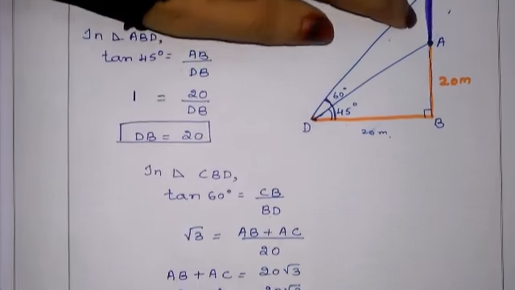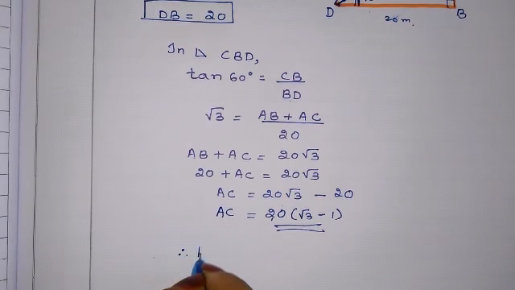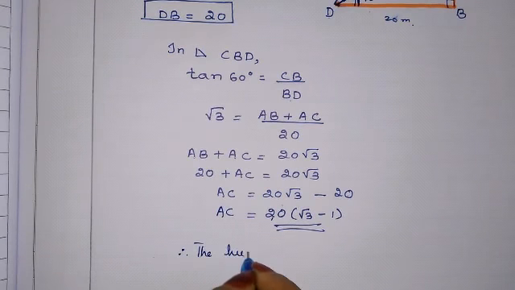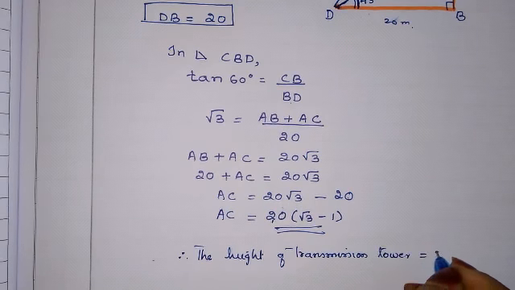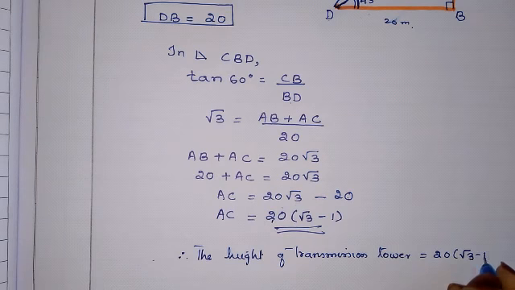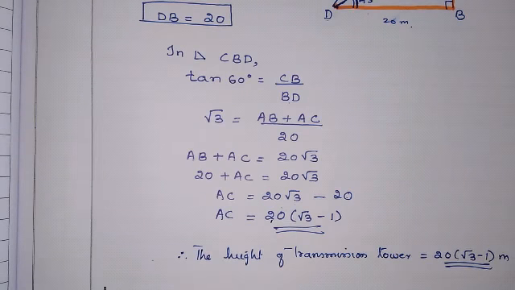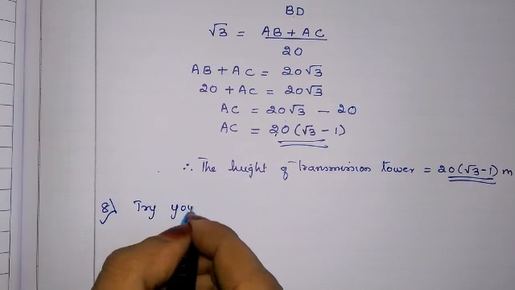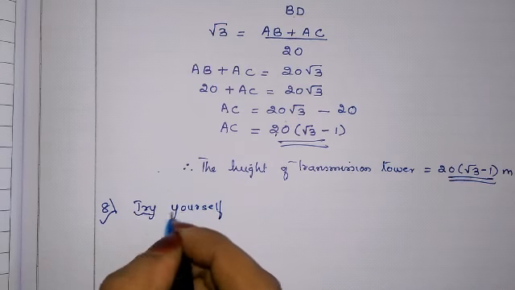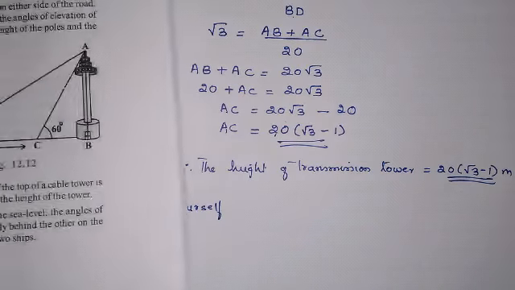This is the answer. They have told us to find AC, and we got the AC value. So the height of the transmission tower is 20 root 3 minus 1 meter. This is the answer. Now the 8th one is exactly the same, so you have to try the 8th one yourself. But still I will give you some hints to try yourself, so that you feel it is easy to solve. See the 8th problem.